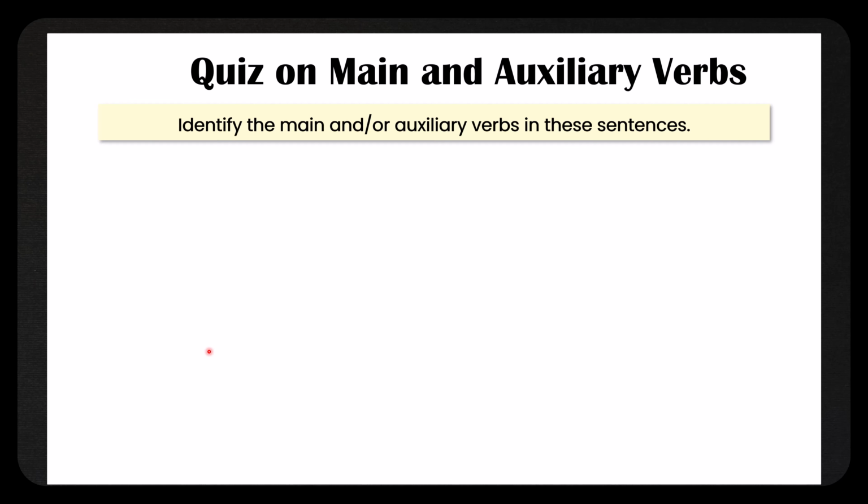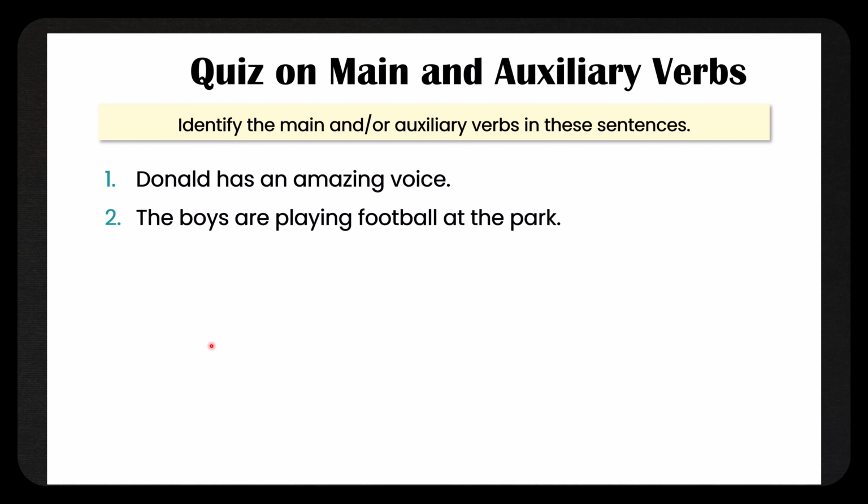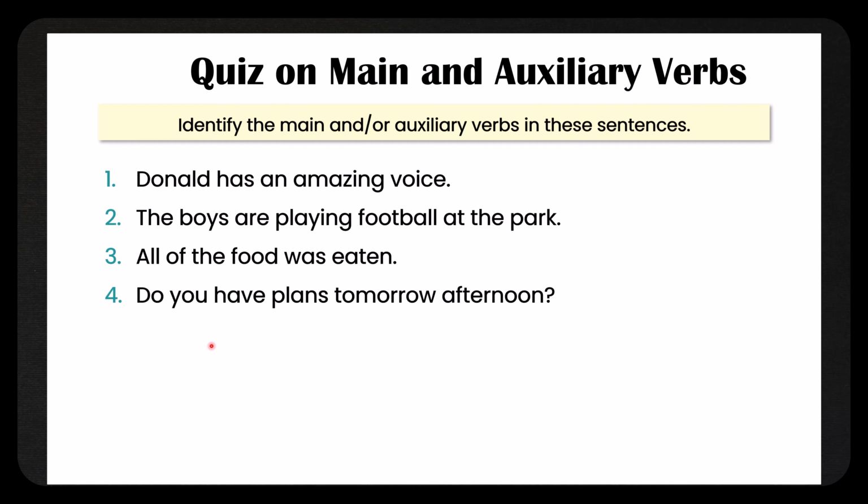Okay, so now we're going to have a quiz on main verbs and auxiliary verbs. You must identify the main verbs and or auxiliary verbs in these sentences. Number 1, Donald has an amazing voice. Number 2, the boys are playing football at the park. Number 3, all of the food was eaten. Number 4, do you have plans tomorrow afternoon?